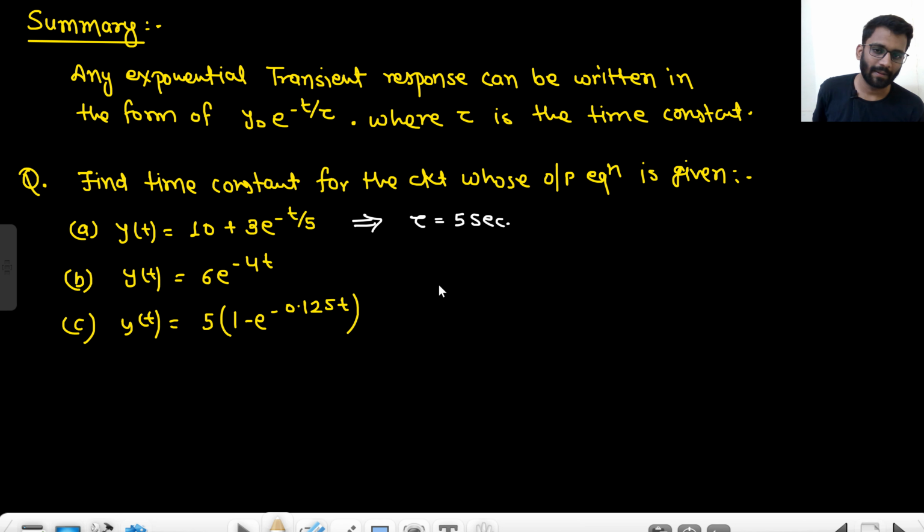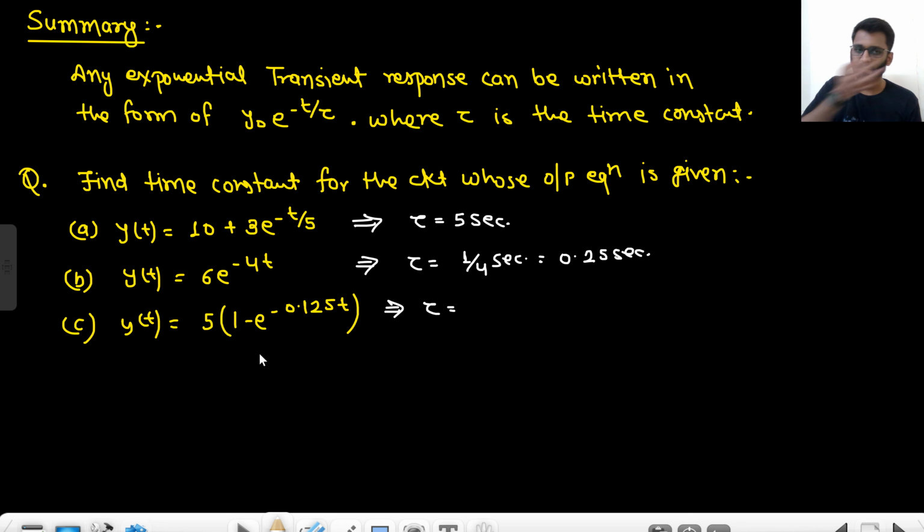Tell me what is the time constant of this equation. y naught e to the power minus t upon tau. But it is written 4, so it would be minus t upon 1 by 4. So minus t upon 1 by 4 you will write as minus 4t. I guess the time constant is not 4 seconds actually. It will be 1 by 4. Sorry, it will be 1 by 4, so it will be 0.25 second.